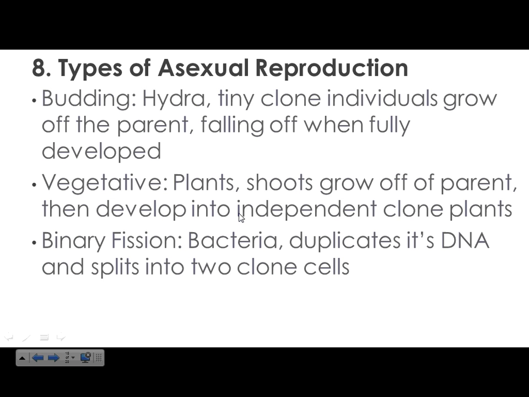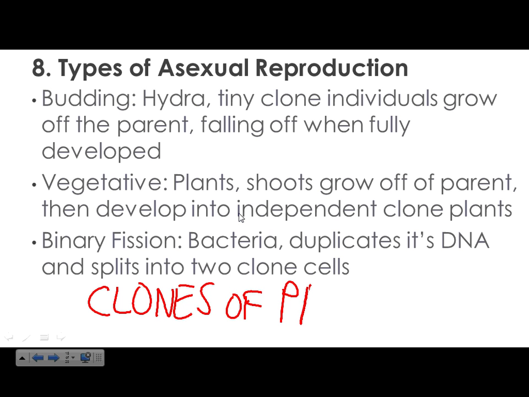Last kind is binary fission. I remember this because they both start with B, binary fission, and bacteria. So this is how bacteria reproduce. It just duplicates its DNA and splits into 2 cells, just mitosis. All of these types of asexual reproduction, they all result in clones of the parent. So there is no genetic diversity here. They are all going to be the same as their parent cell.